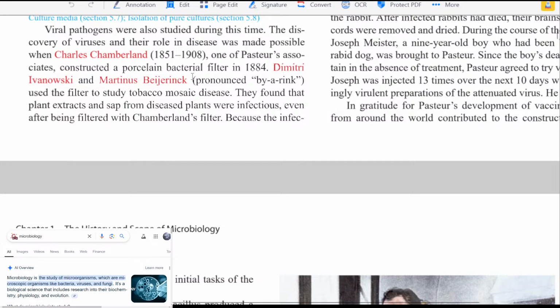Okay, do you have any familiarity with these names? We already studied them in the landmarks of the history. They used the filter to study the tobacco mosaic disease. The advancement in bacterial diseases was progressing, so the thought might be that the tobacco mosaic disease was also because of fungi or bacteria. But when they used the filter, they found out that the plant extract and sap from the diseased plant were infectious even after being filtered with the Chamberland filter.